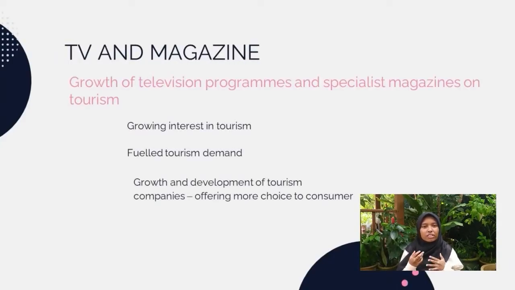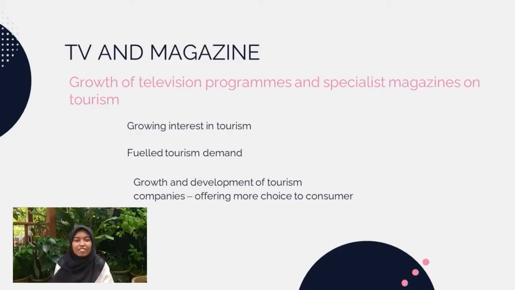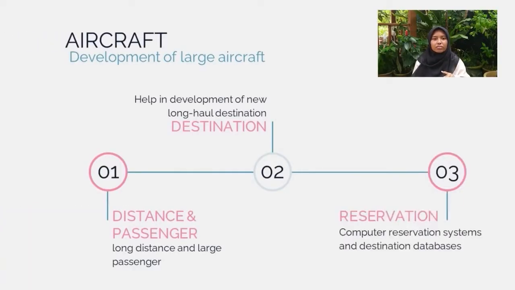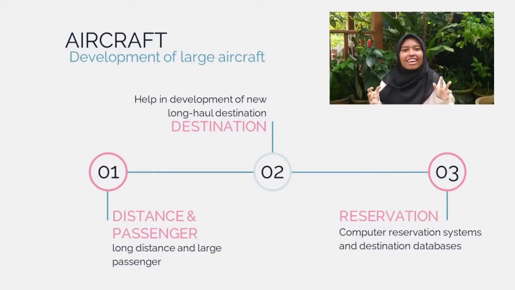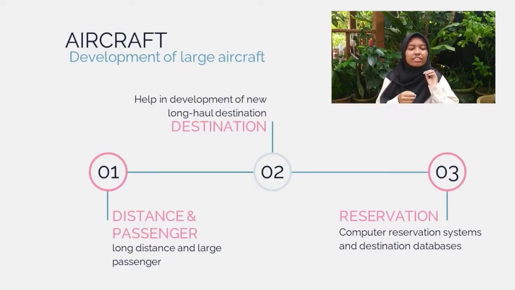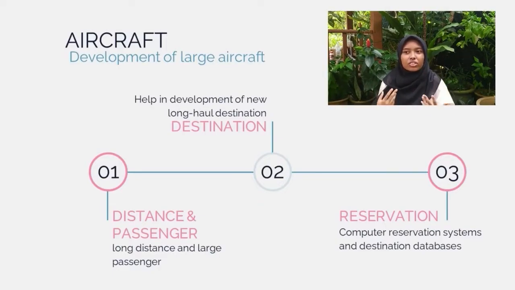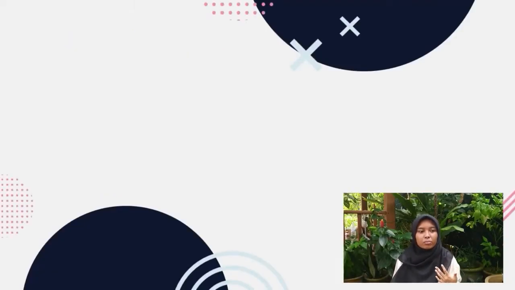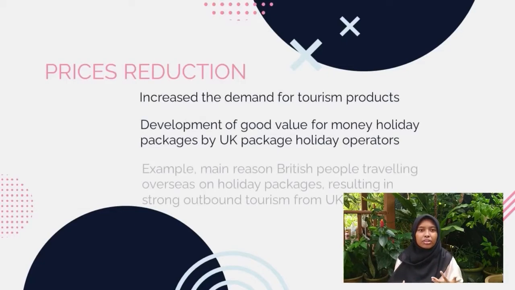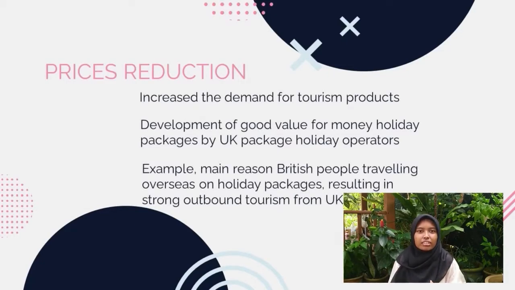Next are television and magazines, the development of which can persuade tourists to go to the destination. Then there is the development of aircraft, where nowadays aircraft can carry a large number of passengers over long distances to long-haul destinations. Thirdly, you can look at the reservations and computer database systems. A key that can affect the level of demand is prices. Prices play a big role in decision making, and they will increase the demand for tourism products.